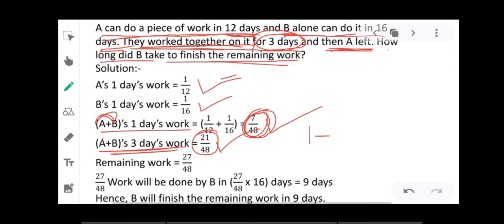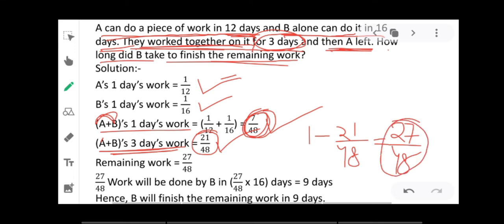Okay, so 1 is total work, so total work minus 3 days' work will be equal to 1 minus 21 upon 48, which is 48 minus 21 by 48, that is 27 upon 48. This is the remaining work. Remember, total work will always be 1. So remaining work will be equal to 27 by 48.